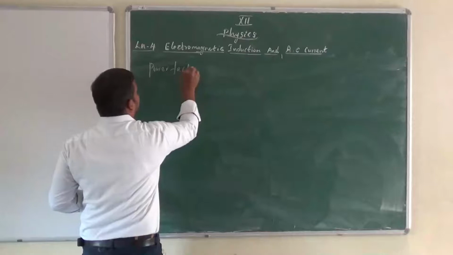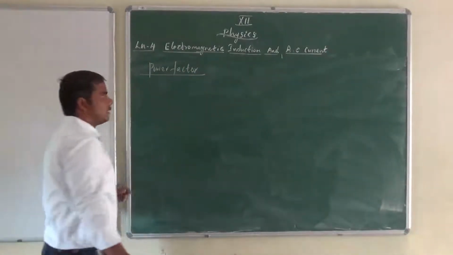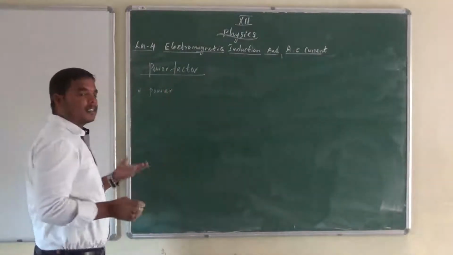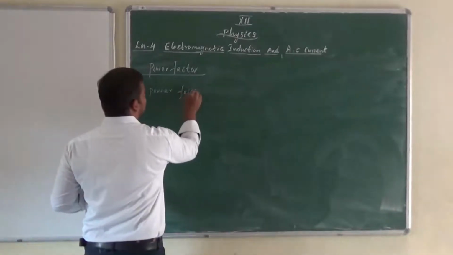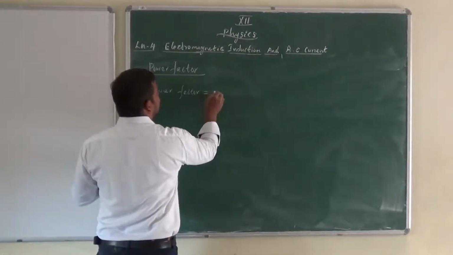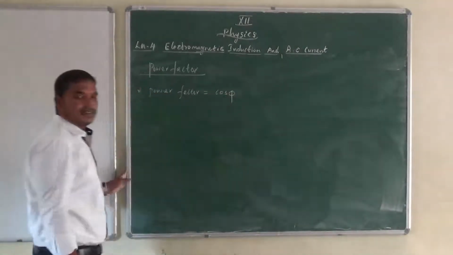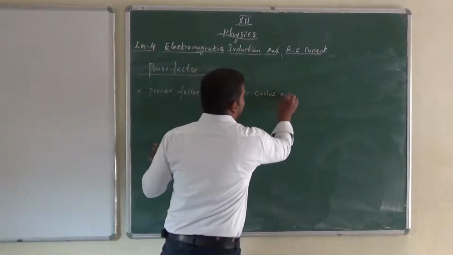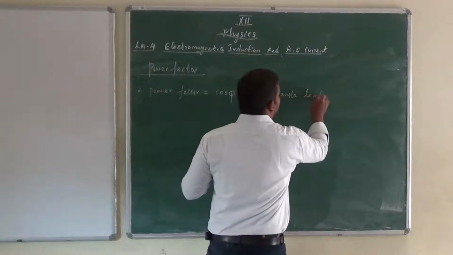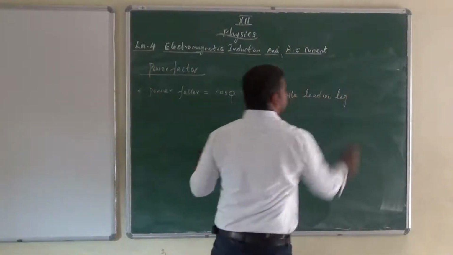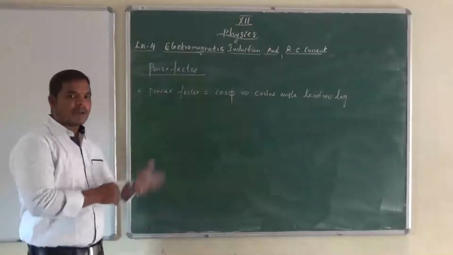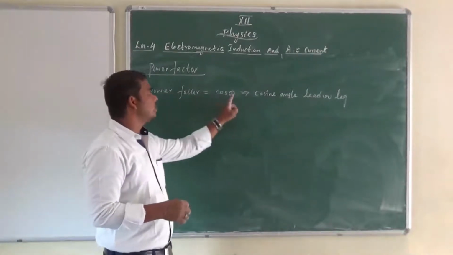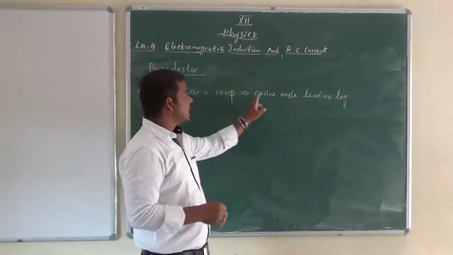What is our next topic? Power factor. Just now we have discussed, power factor is nothing but cos phi, isn't it? That means the cosine of the angle, lead or lag. The cos angle may be lead or lag. Where they lead, where they lag, we have discussed, isn't it? Am I correct? So power factor cos phi represents the cosine of the angle, lead or lag.